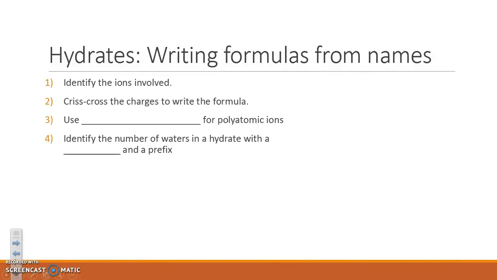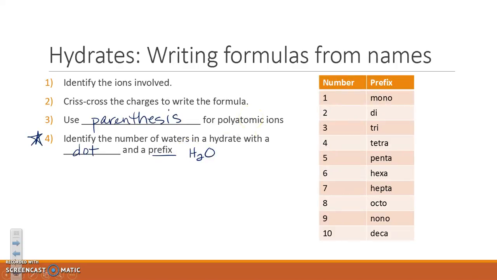Now, how do we write the formula from the name? You're going to identify the ions involved because it's going to be an ionic compound. You cross down the charges just as you would any other time that you write the formula for an ionic compound. Use parentheses where needed. This is all the same. The only thing that's different is here at number 4. You have to identify the number of waters in a hydrate, and you're going to use a dot to show that you're multiplying, and you're going to use a prefix with the water formula. So here's your prefixes again.